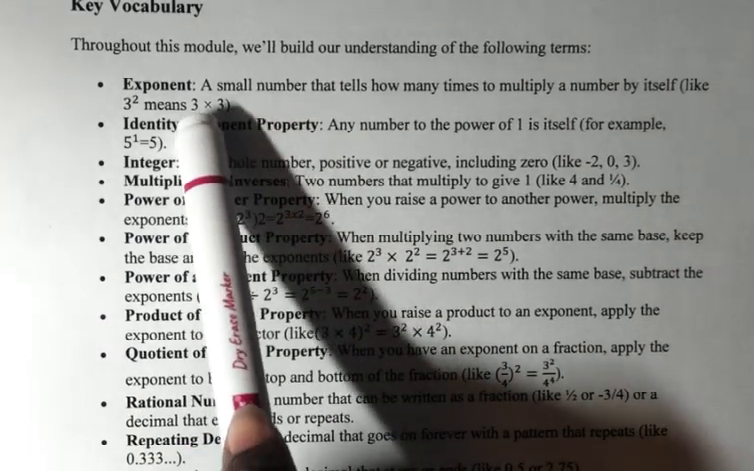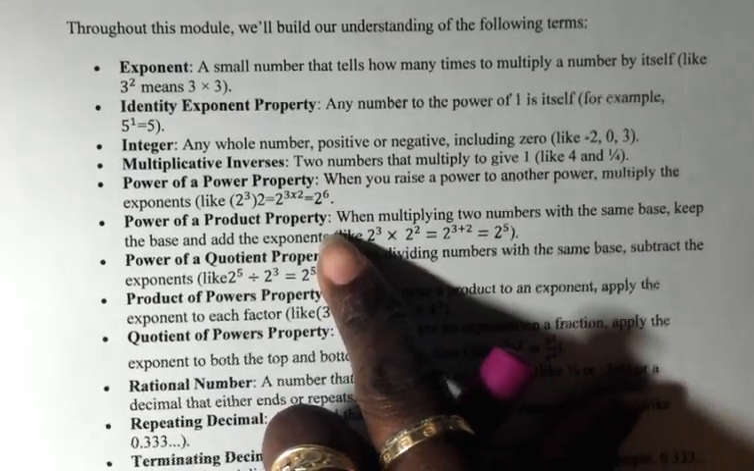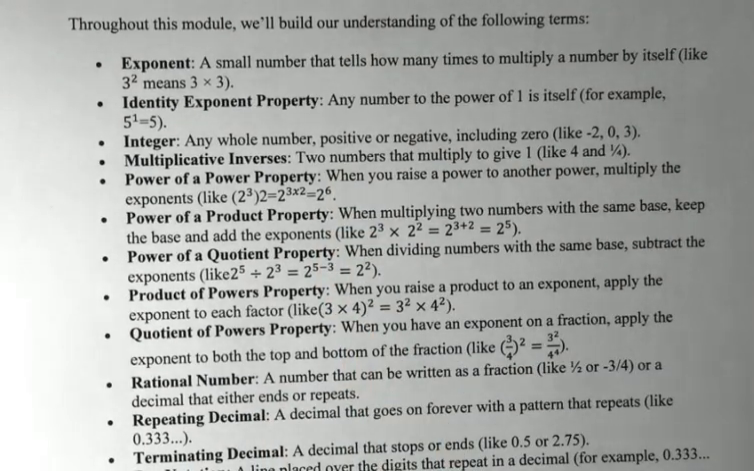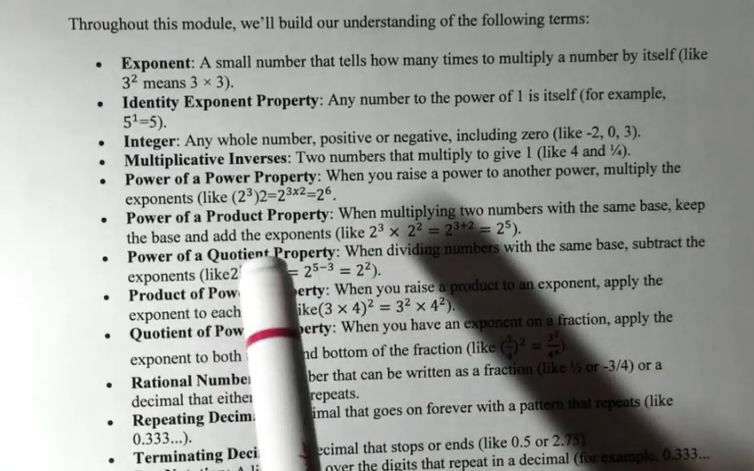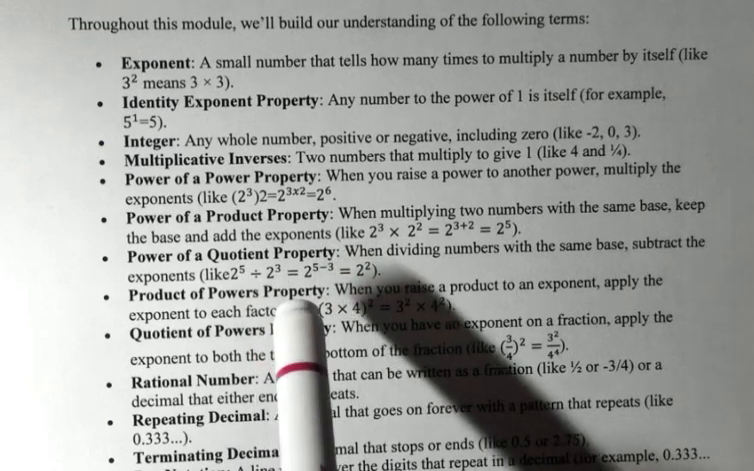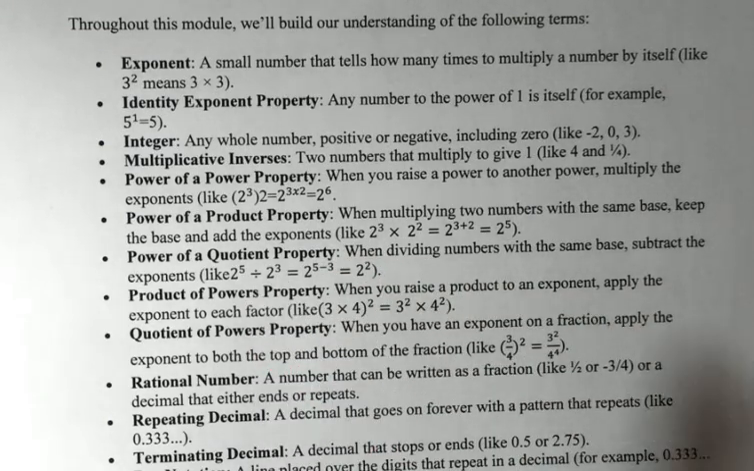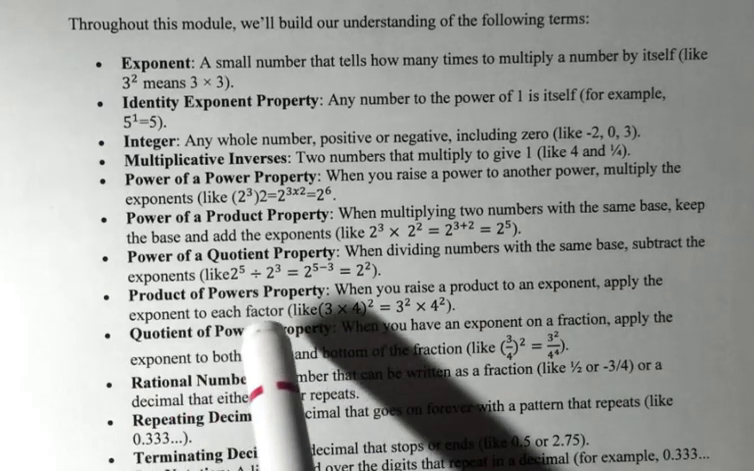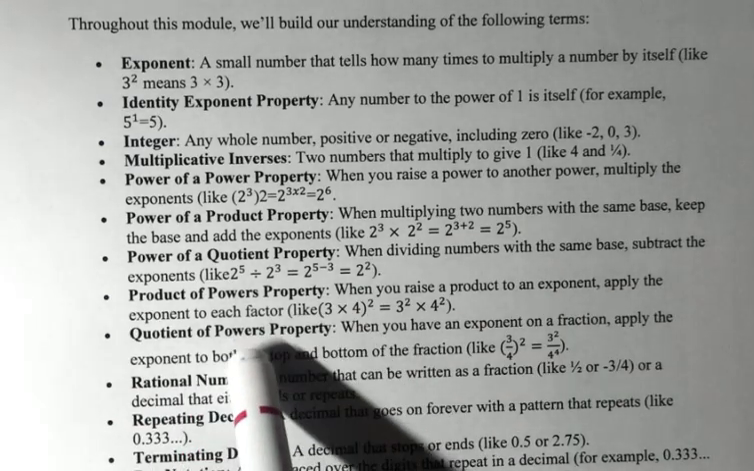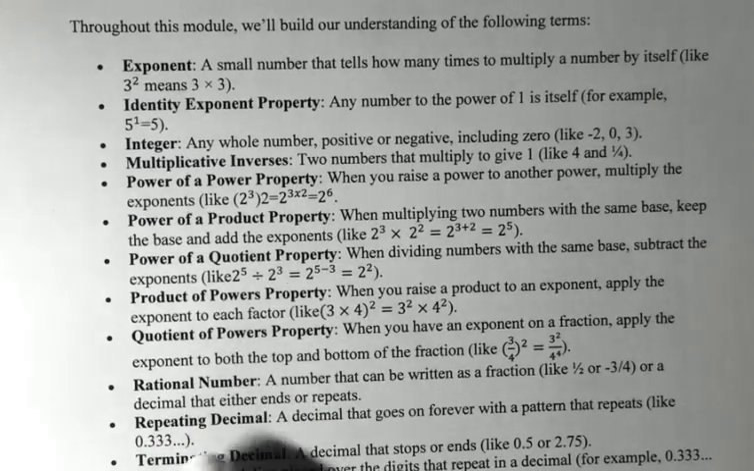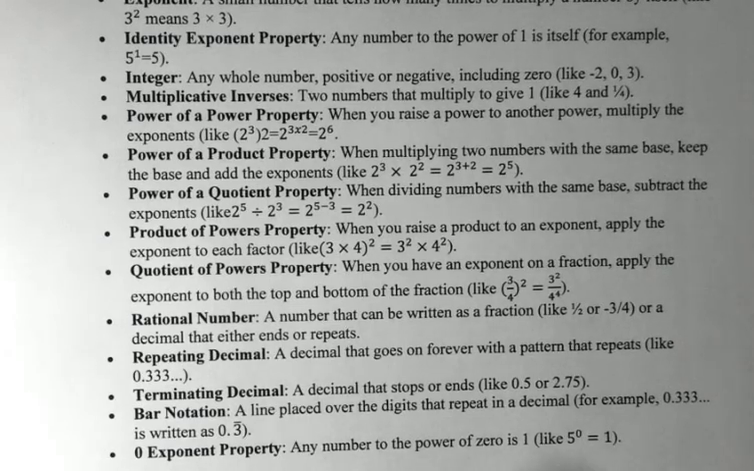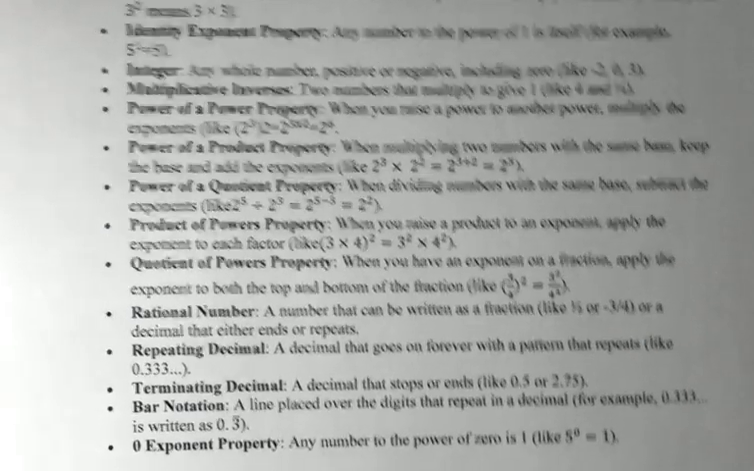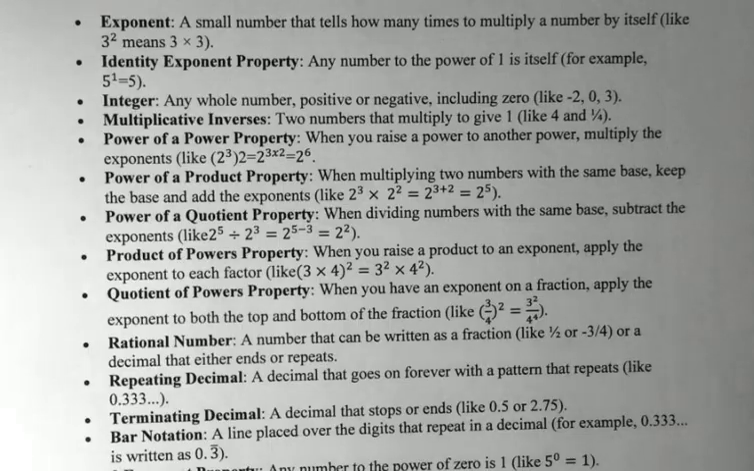So we have exponent. We have our identity exponent property. We have the integers, the multiplicative inverses, power of a power property, power of a product property, power of a quotient property, power of powers property. We have, what else do we have? Quotient of powers property, our rational numbers, repeating decimals, terminating decimals, bar notation, and a zero exponent property. So those are the vocabularies that we are going to see throughout this module.